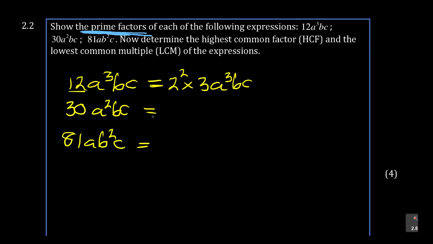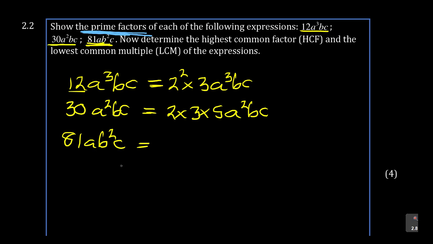Give me for 30. 30 equals shift. 30 is 2 times 3 times 5. Then I will maintain my A squared BC. Remember, I'm getting this from here and here. You see that on top. That's where I'm getting it.